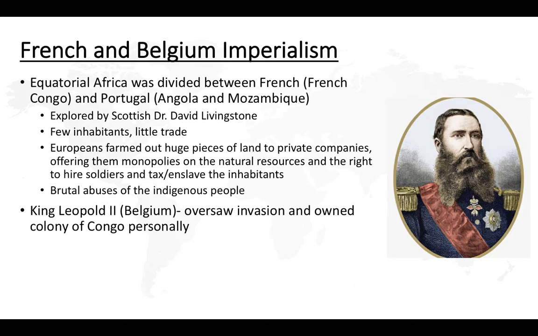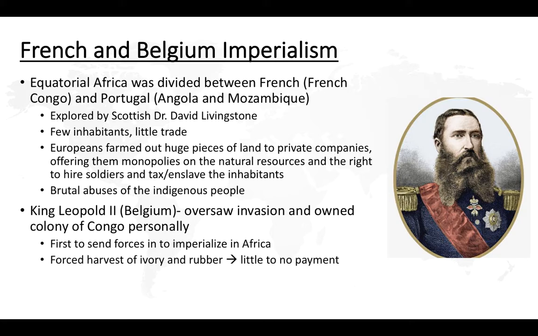We're going to see Belgium really spark the taking of land in Africa. He's going to oversee the invasion of the colony of Congo. He's going to send troops to imperialize. He's going to harvest ivory and rubber from Congo. The people who work doing that are going to get almost no payment at all.